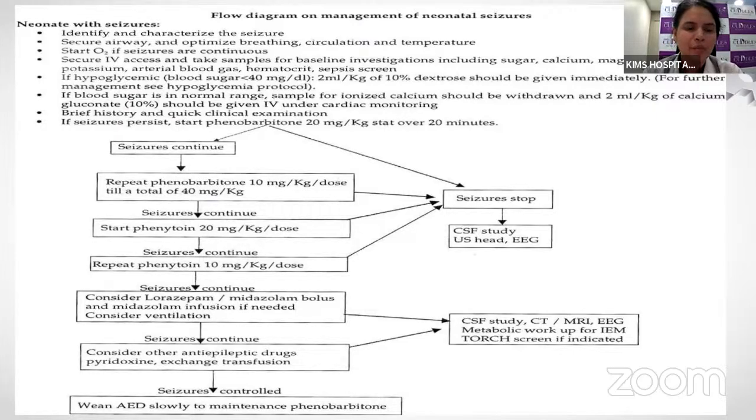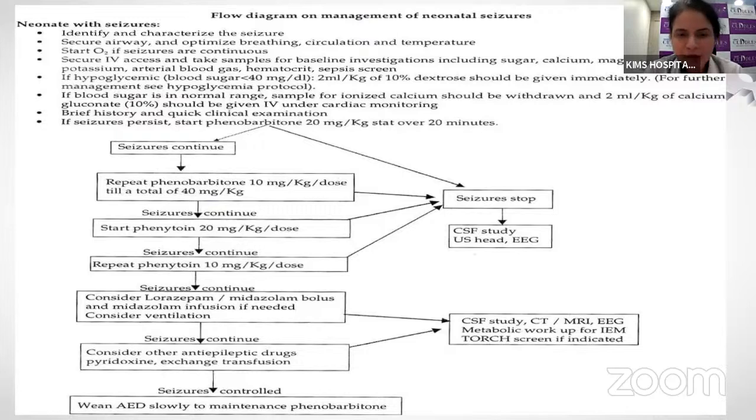It is also important to take a brief history concurrently while the management is going on, and perform a quick clinical examination. This includes taking history for the antenatal and natal events, and performing a quick clinical examination to assess the overall hemodynamic and respiratory status, and to get potential clues about the underlying etiology.